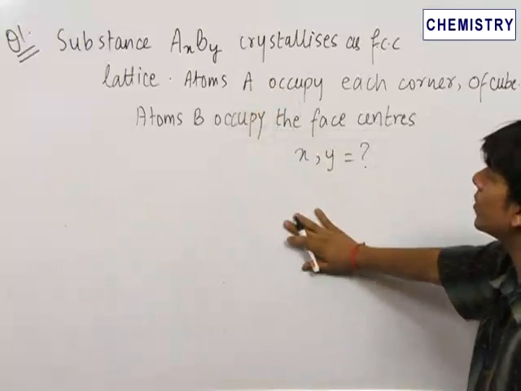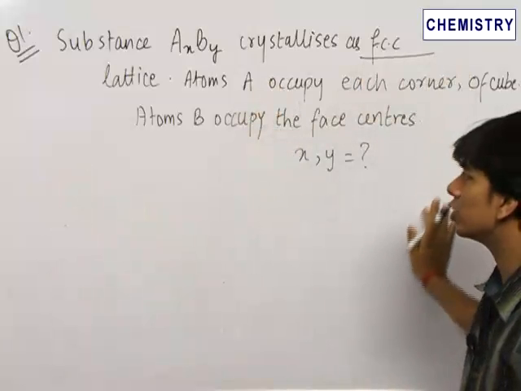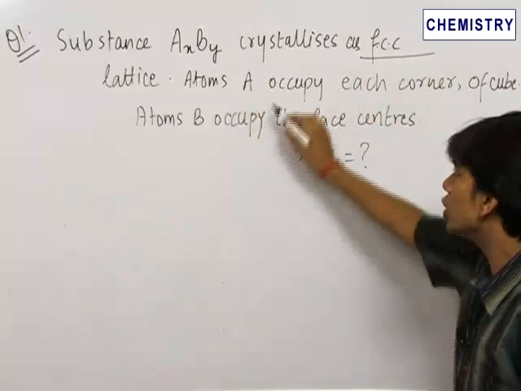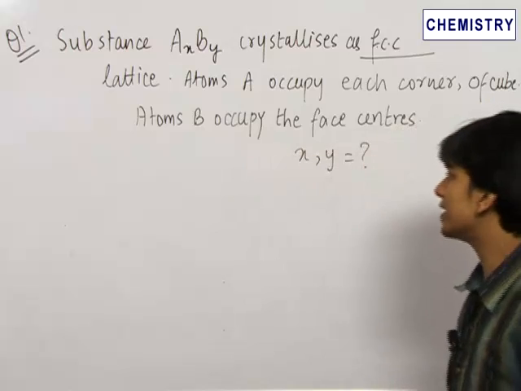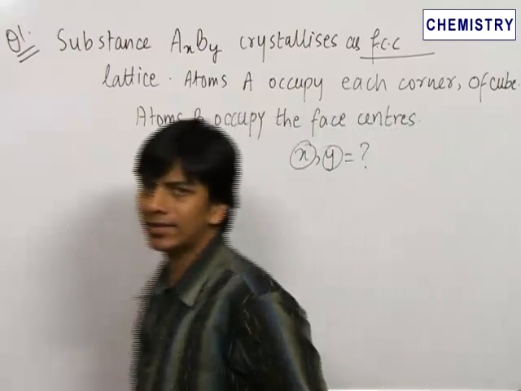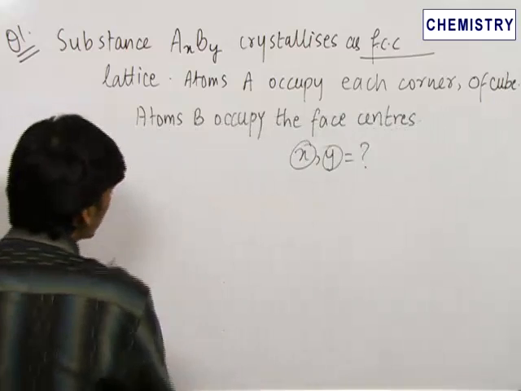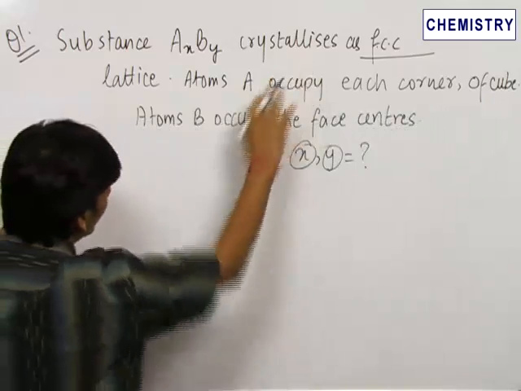A substance AXBY crystallizes as face-centered cubic lattice. Atoms A occupy each of the corners of the cube, and atoms B occupy the face centers. We need to find out the values of x and y. So for solving this question, you must first know the geometry of face-centered cubic.